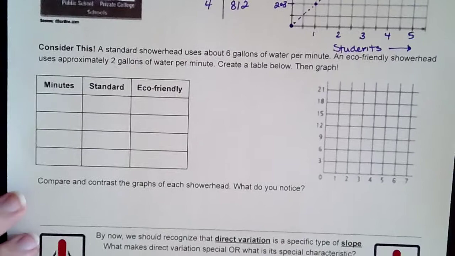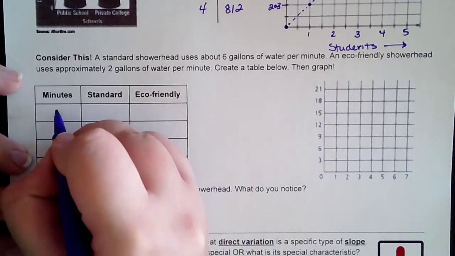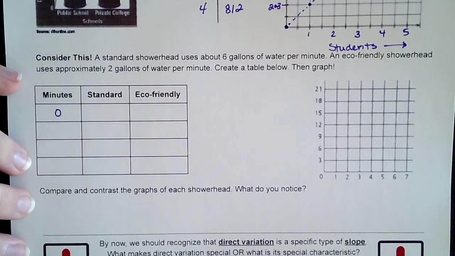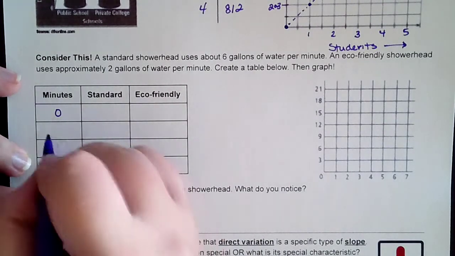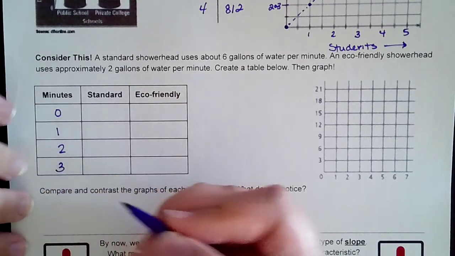All right, let's look at another one. A standard shower head uses about 6 gallons of water per minute. An eco-friendly shower head uses approximately 2 gallons of water per minute. Create a table below and then graph. All right, so let's start off, no minutes in the shower. Okay, now 1 minute in the shower, 2, 3.